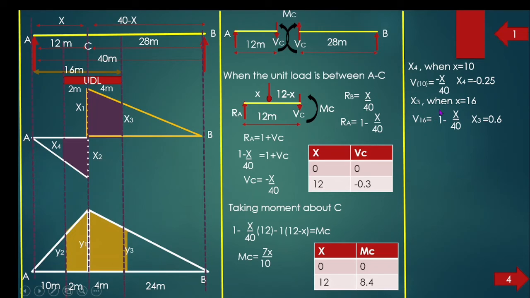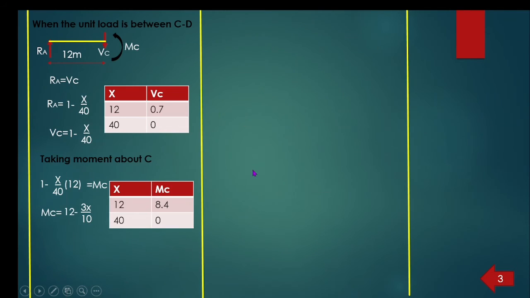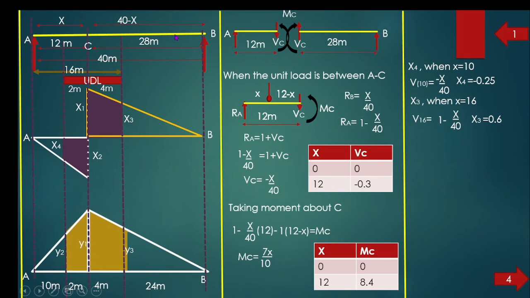And then when this x3 is when x is 16 meters. So basically, we have to substitute in the second equation. You have to substitute this equation because the point is in between C and B. So to get that, we do that and we get the ordinate at that point as 0.6. And then basically let's continue.